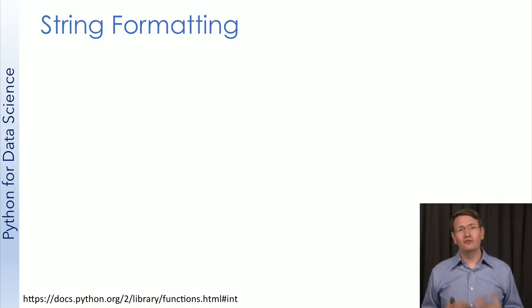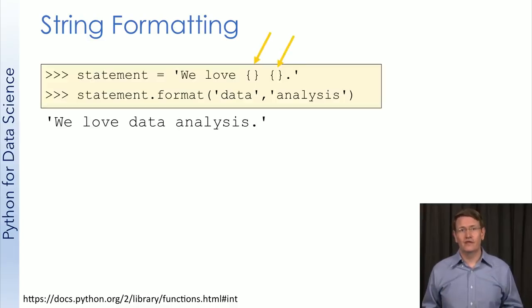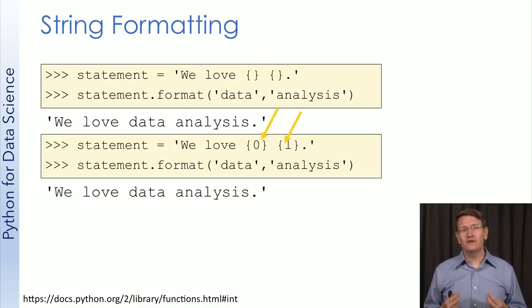Lastly, you may have a large body of text and just want to insert some strings into that larger string. To do that, we can use the function format. In this first example, notice the empty brackets. Those are placeholders which will be used by the format function. Once we call format, it substitutes the word data in for the first placeholder and the word analysis for the second. If you want to be more specific about the placeholders, you can number them.